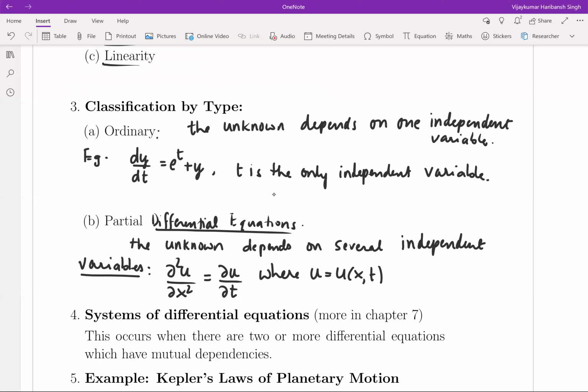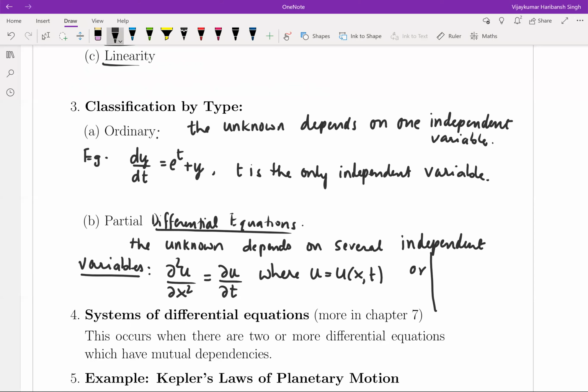Or let me give another example, say u_xx plus u_yy equals 1. So you have the second order partial derivative of your function u with respect to x, and the second order partial derivative with respect to y, equals 1.